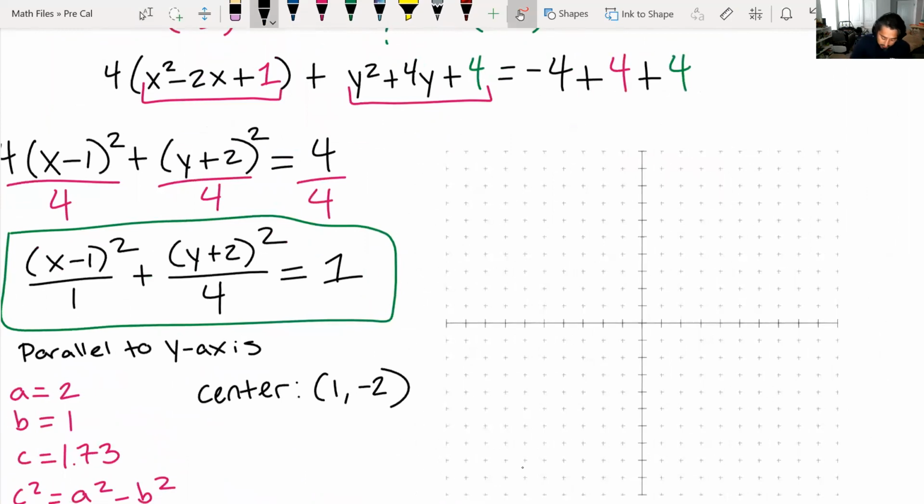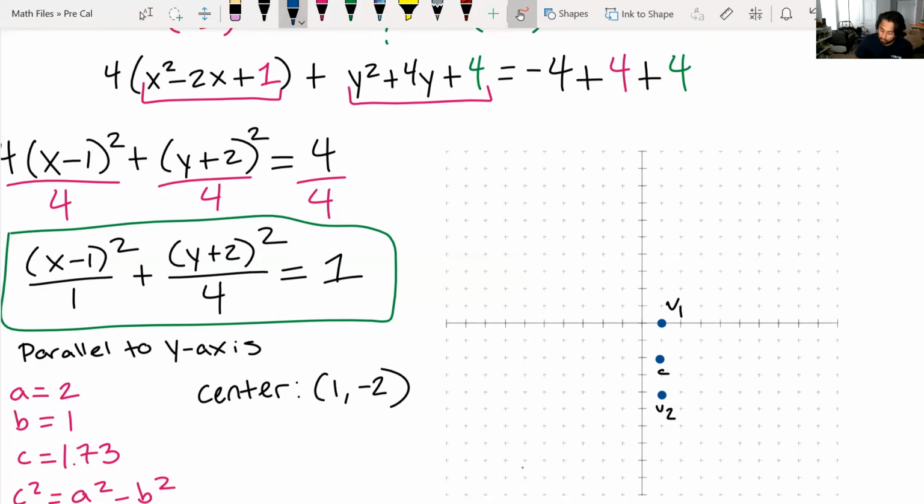Okay. So center is at 1, negative 2. And then since we are parallel with the y-axis, A represents the distance from center to vertex. So if we go up 2, we'll be at vertex 1. If we go down 2, we are at vertex 2.